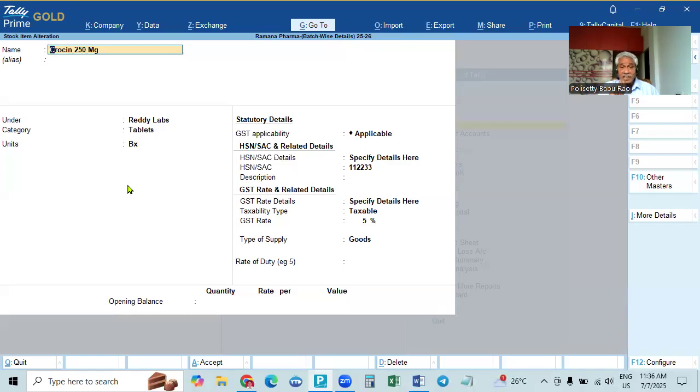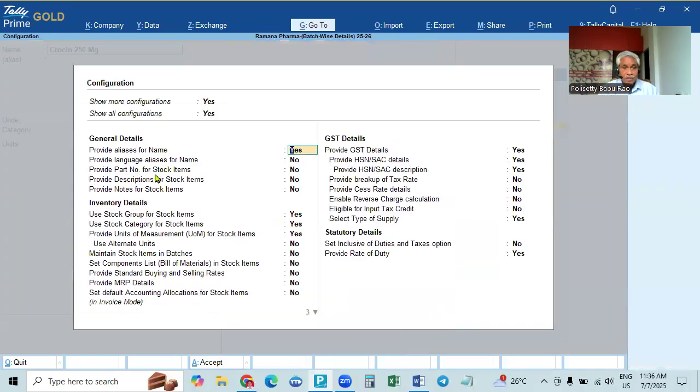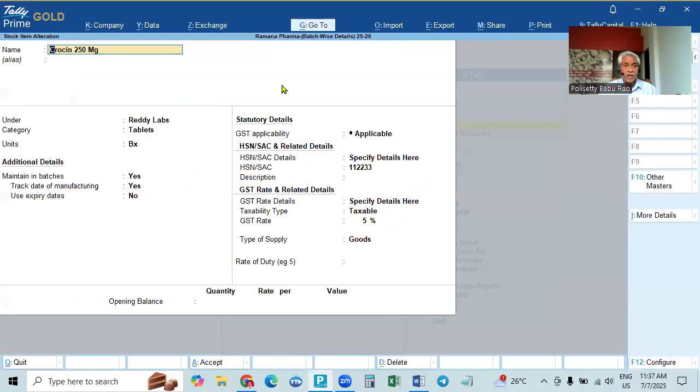In such a case, there is another option in F12 that is to be activated. Then it will come. Similarly, here it is not coming even though it is enabled in F11. In such a case, you have to go to F12. So in the inventory details, see here, maintain stock items in batches. Generally it will be yes, but if it is no, then the option will not come. Here, the option is coming.